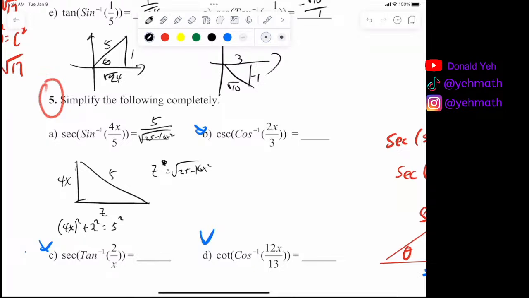Now, please do not break math here. Some people say 5 over 5 minus 4x. That's wrong. You'd never want to simplify the radical inside a two-term expression like that. That doesn't make sense. Do not break it in. That is bad.